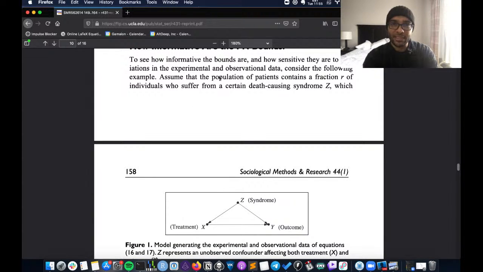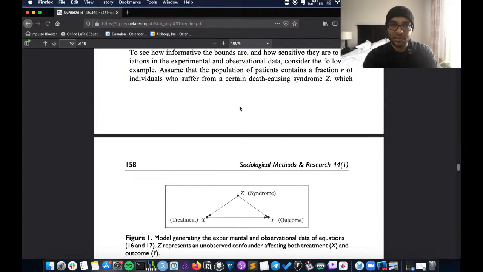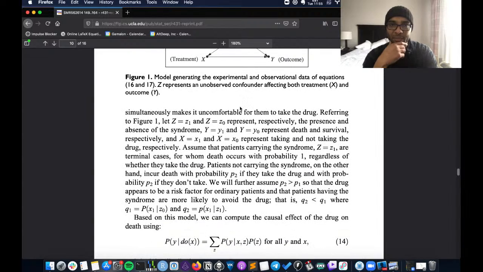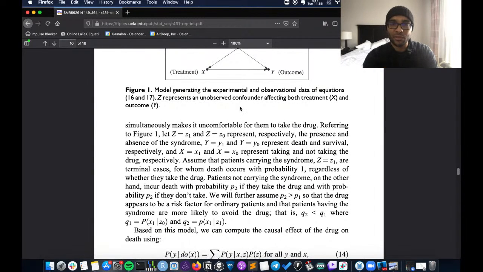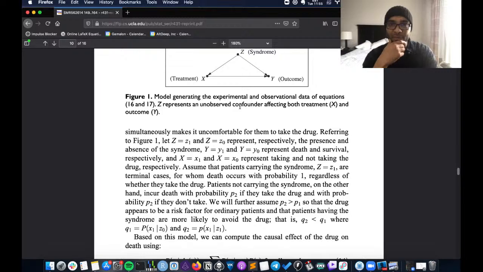Assume that the population of patients contains a fraction R of individuals who suffer from a certain death-causing syndrome Z, which simultaneously makes it uncomfortable for them to take the drug. Referring to figure 1, Z equals Z1 and Z equals Z0.